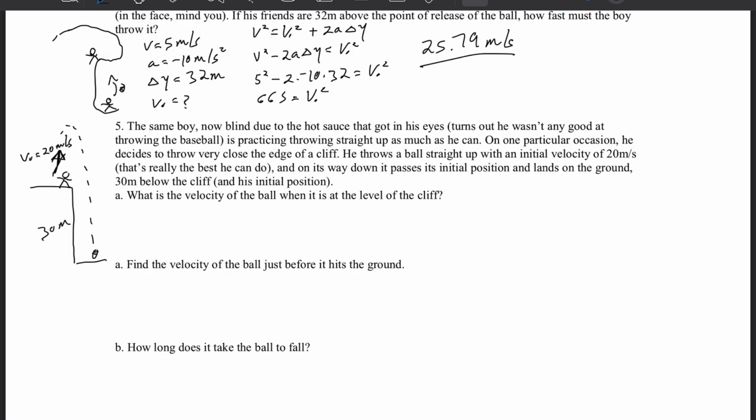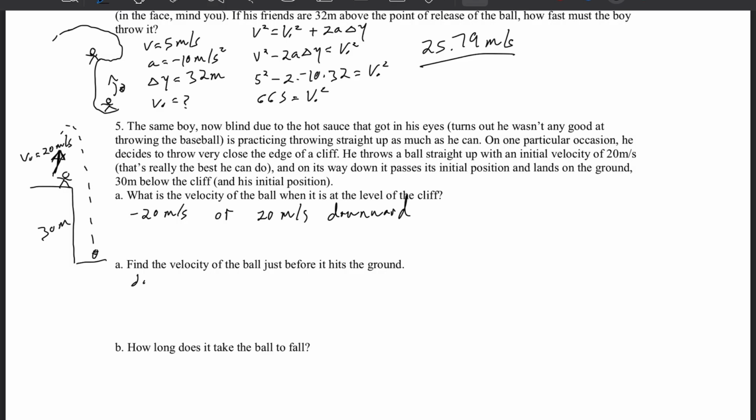In number 5a, what is the velocity of the ball when it is at the level of the cliff? So if it goes up at 20 meters per second, when it comes back down at that same level, it's going negative 20 meters per second, or we can call it 20 meters per second downward. There's a strategy for doing that, so just bear with me. Looks like we've got a second 5a. Find the velocity of the ball just before it hits the ground.